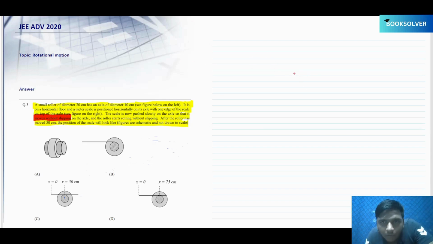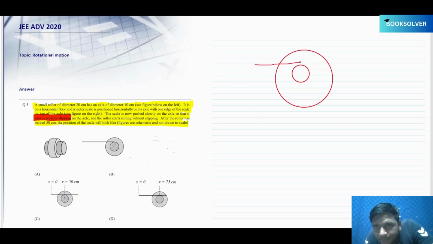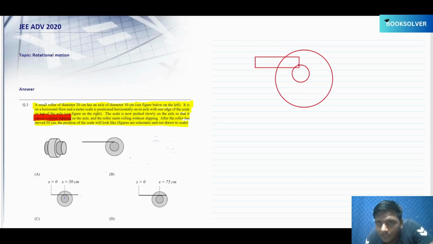So let's first imagine how the scenario is working. Let's suppose this is our axle and this will be the capital R of our roller. It will look something like this. Now, if we put our scale here, what will be the net speed of our scale? The net speed of our scale will be, given there is a pure rolling motion happening, let's suppose this part is also moving with the center of mass. It is given that the center of our roller is moving with velocity vcm, let's suppose.